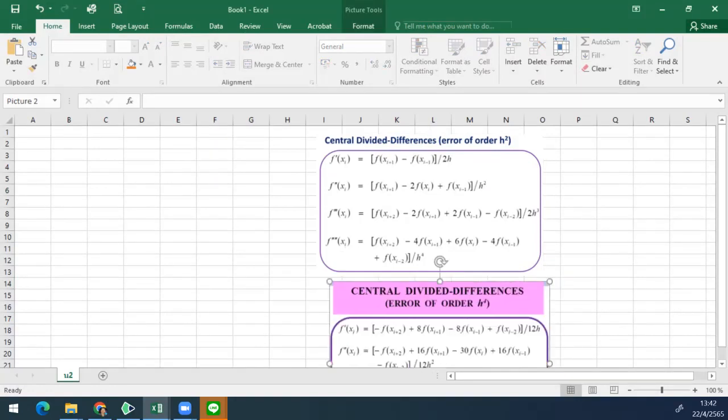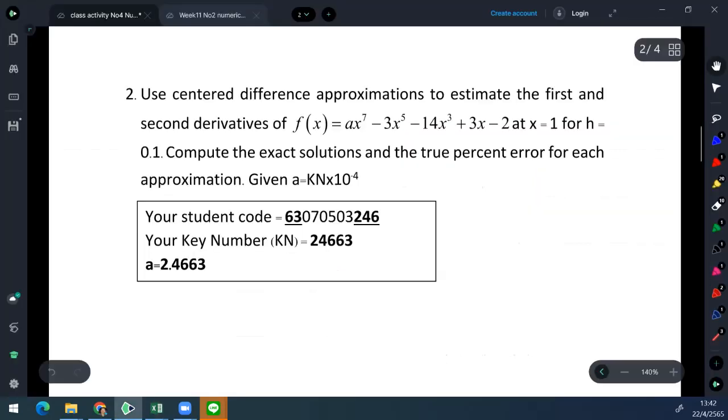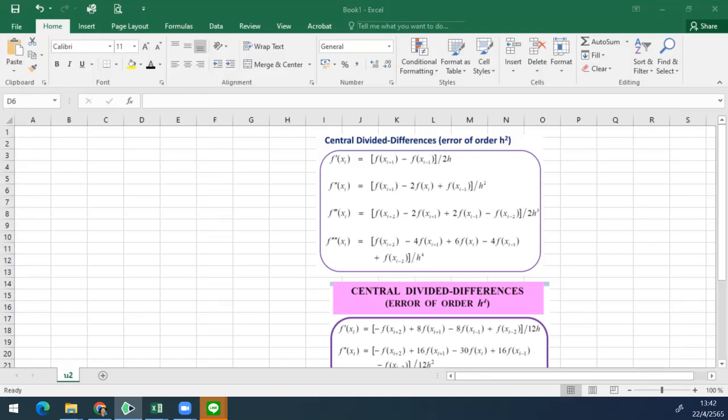For this problem, the accuracy is not specified, so we will determine both: the normal accuracy, with error of order h squared, and the more accurate formula, with error of order h to the power 4. We may start by determining the exact solution first.